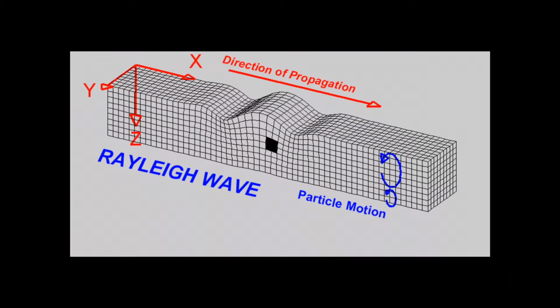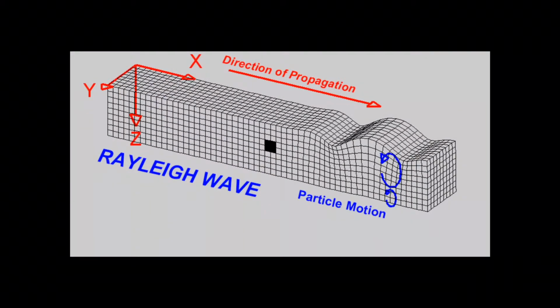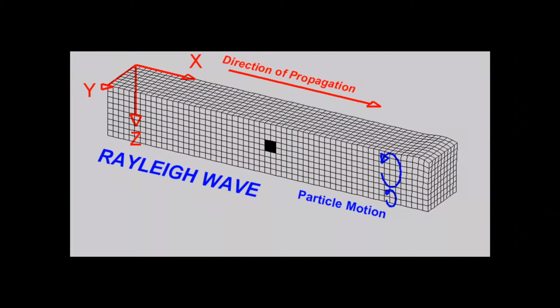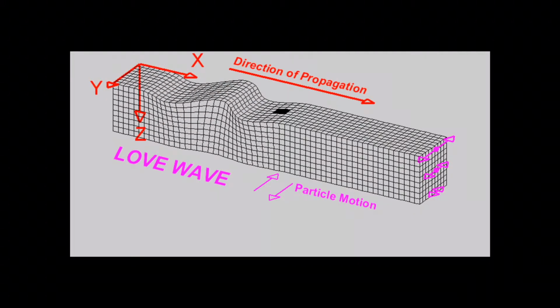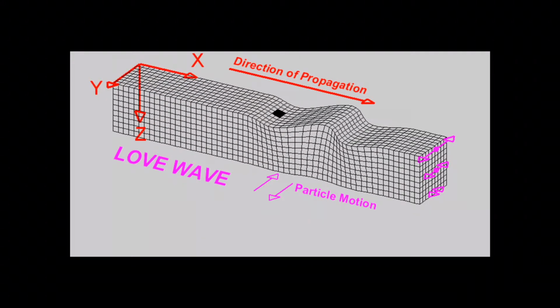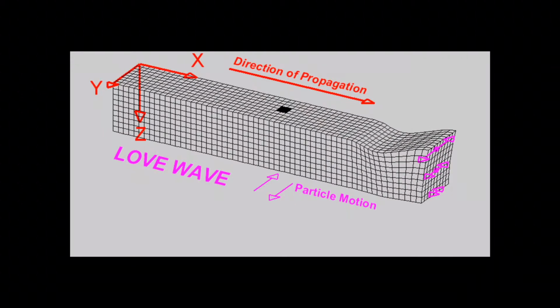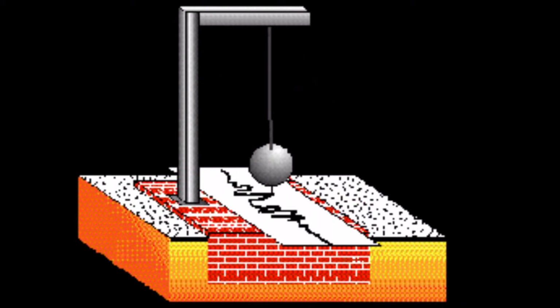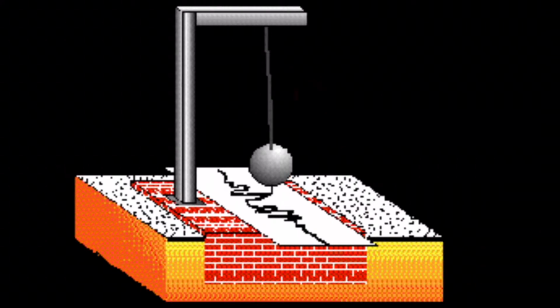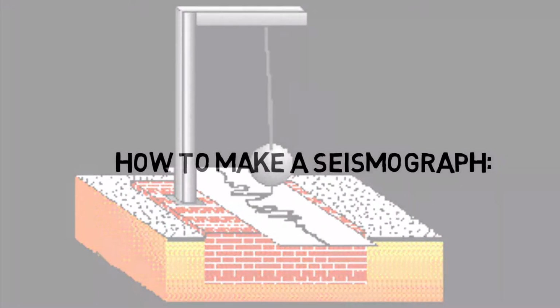The first one is the Rayleigh wave. They have energy that causes the ground to roll up and down like water waves on the ocean. The second type of surface wave is the Love wave. They move the ground from side to side. They are similar to S waves but can have a larger amplitude. A seismograph is an instrument that responds to ground motions, such as caused by earthquakes, volcanic eruptions, and explosions.